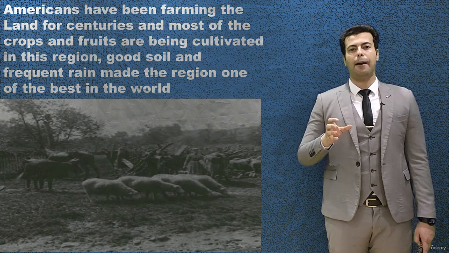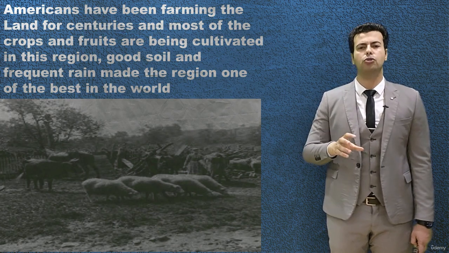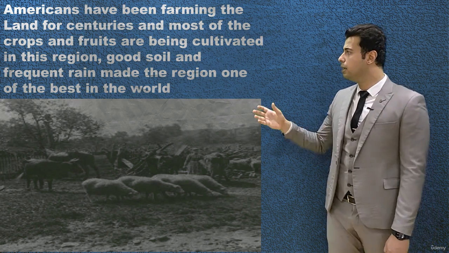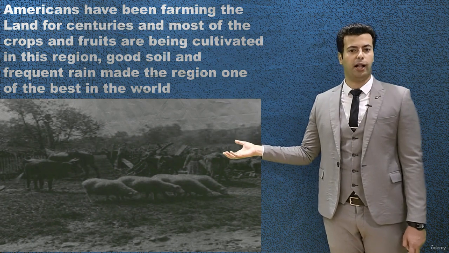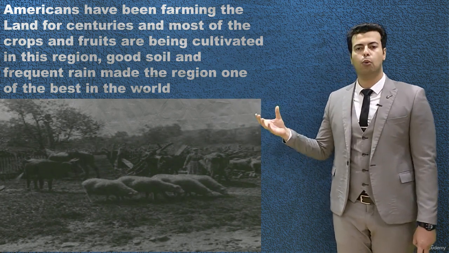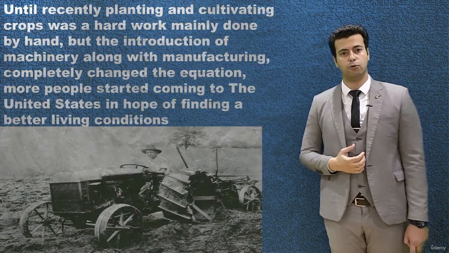Now, Americans have been farming the land for centuries, and most of the crops and fruits are cultivated in the region west of the Mississippi River because we say it has good soil and frequent rain, which made the region one of the best in the world for agriculture.